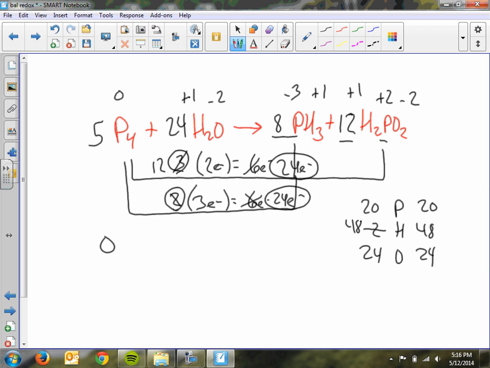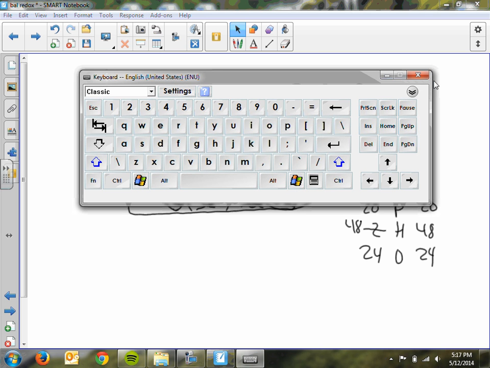As far as figuring out the element that was oxidized and reduced, well, the phosphorus went from 0 up to plus 2, so it was oxidized. And phosphorus also went from 0 down to negative 3, so it is reduced. So in this case, some of the 20 phosphorus on the left reactants were oxidized and others were reduced.